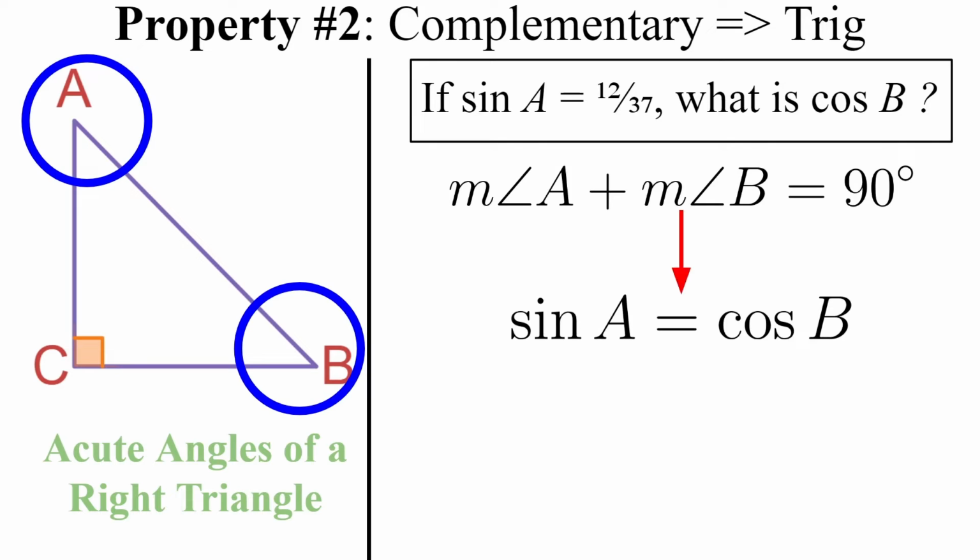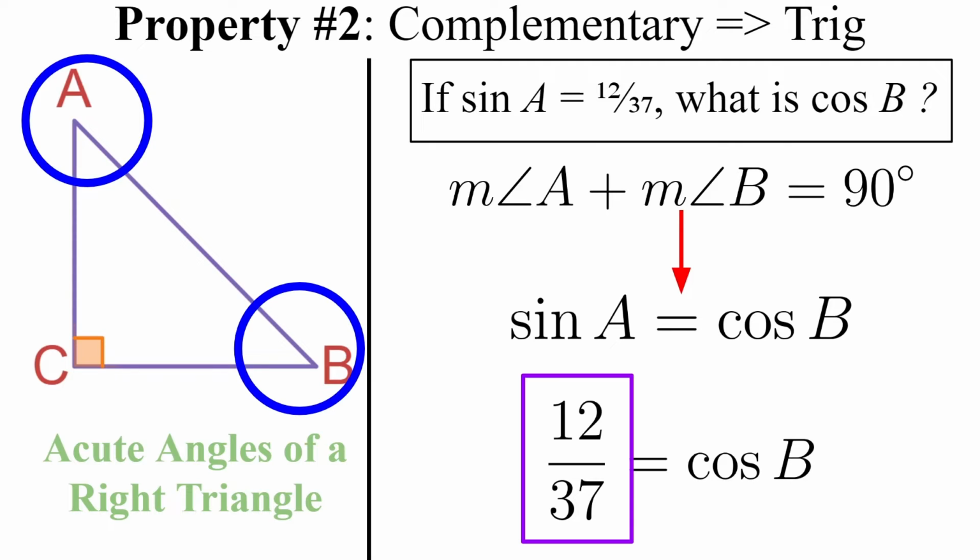So I'm going to write sine of A is equal to cosine of B. And if sine of A is 12 over 37, that means cosine of B is also 12 over 37. And that's our answer. Once again, very deceptively easy question.